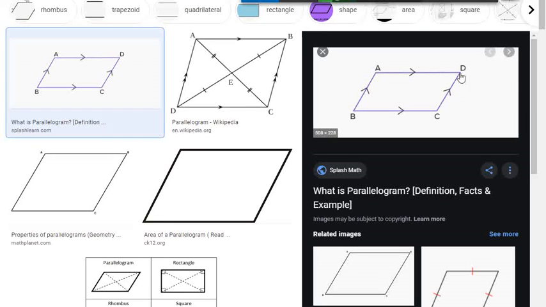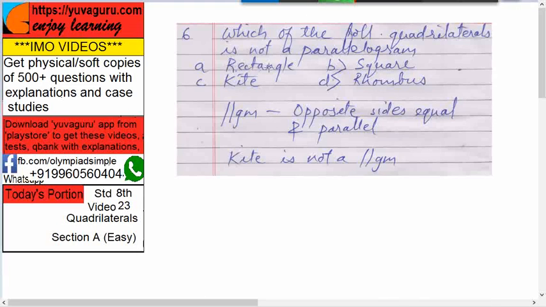Next, which of the following quadrilaterals is not a parallelogram? Now, see, this is a parallelogram. What is the basic feature? Opposite sides are equal and parallel. So in a rectangle, are opposite sides equal and parallel? Yes. In a square, are opposite sides equal and parallel? Yes. In a rhombus, are opposite sides equal and parallel? Yes.